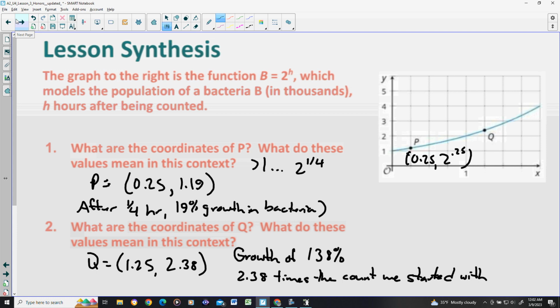So the moral of the story here is that exponential functions can be continuous, and we can use any numbers that we'd like for inputs. And in future lessons, we're going to look at ways that we can rewrite functions making use of different ways to input non-integers.